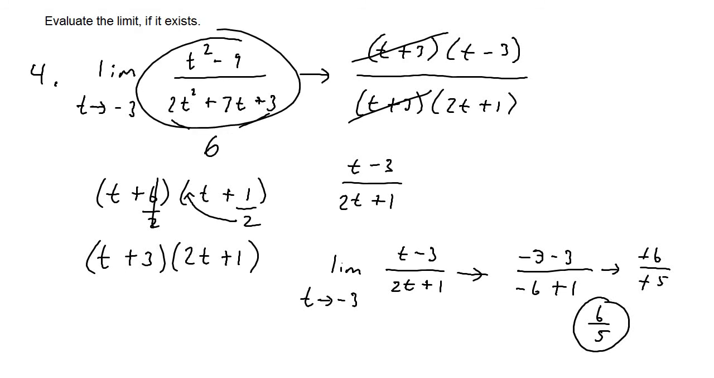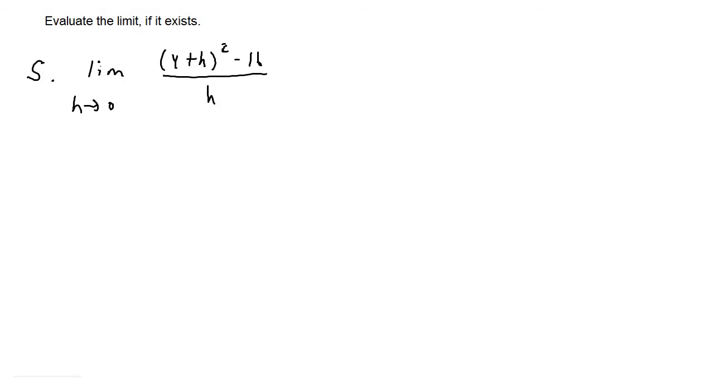So now for number 5, we have the limit of 4 plus h squared minus 16 over h as h approaches 0. Now direct substitution, if we plug in 0 for h, we obviously will divide by 0, so we can't use that. In order to simplify this function, I'm going to first FOIL 4 plus h squared. So then we'll get 16 plus 8h plus h squared. We do have minus 16 outside, so minus 16 all over h.